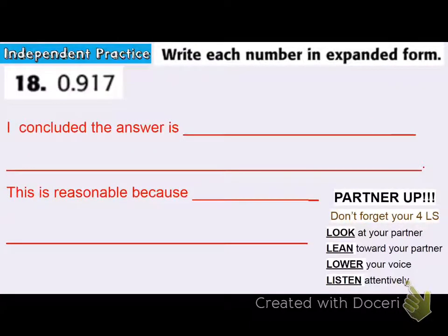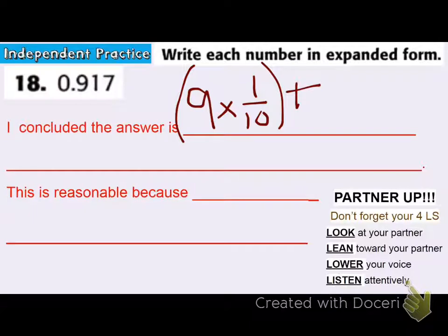This time they're asking to write it in expanded form. Well, I have no digits that are whole numbers, but I have a 9 that is in the tenths place. It's less than 1. It is on the right side of the decimal. So I'm going to show 9 times 1/10. And we can use those parentheses to separate. I'm going to add that to the next digit.